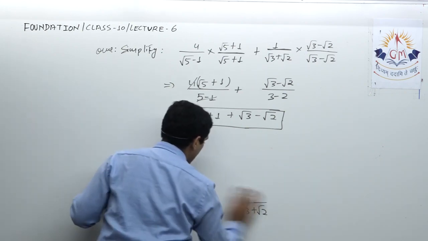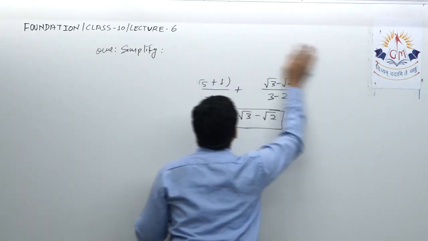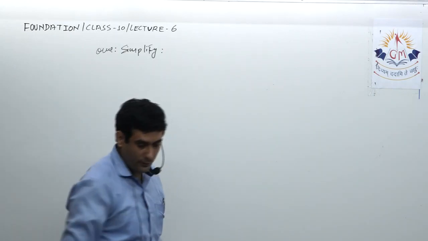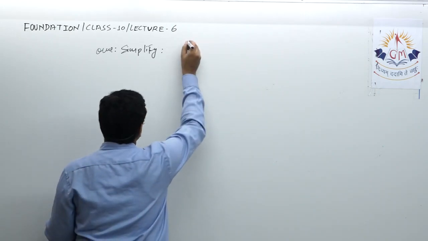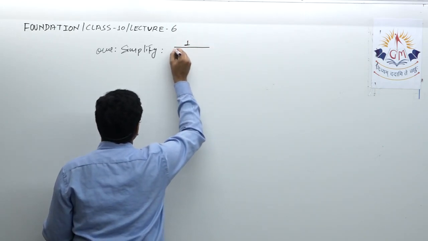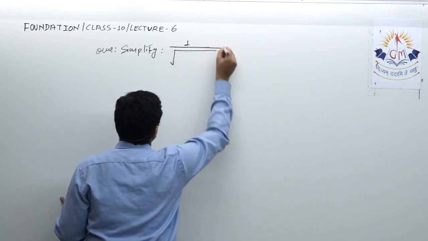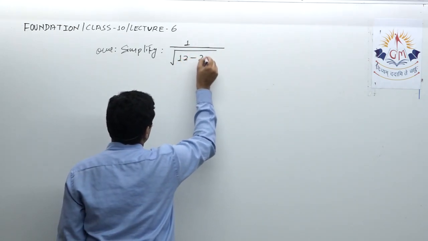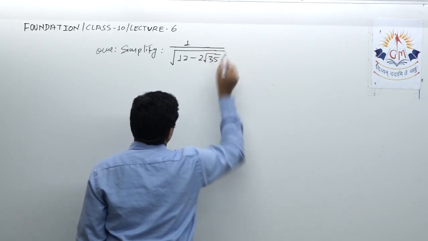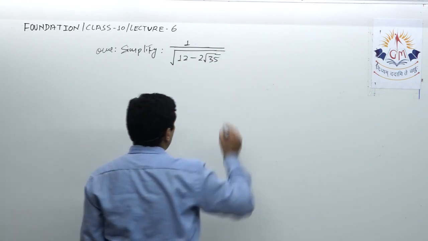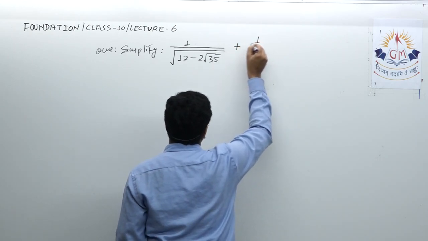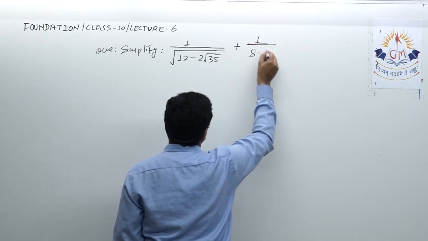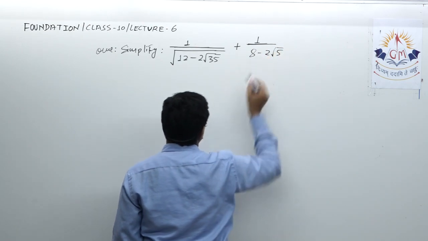Okay, now let us see the next question. Again, in the next question we have to simplify, that is 1 upon square root of 12 minus 2 root 35, plus 1 upon 8 minus 2 root 5, plus 1 upon 8 minus 2 root 5.